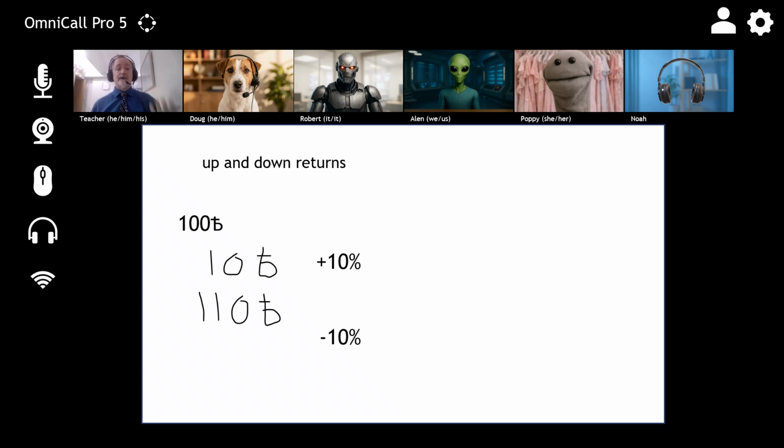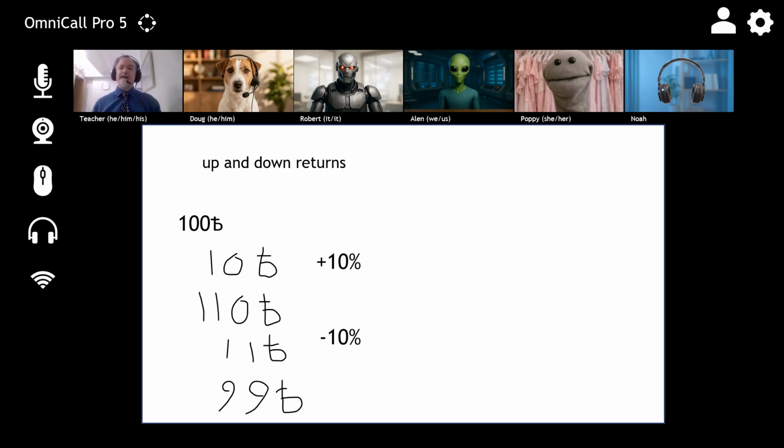Okay, so after it goes up 10%, we now have 110. When it goes down 10%, 10% of 110 is 11, $11. Subtract that. There. Okay, we end up with $99.